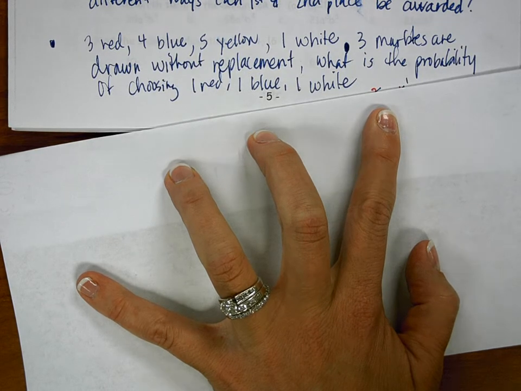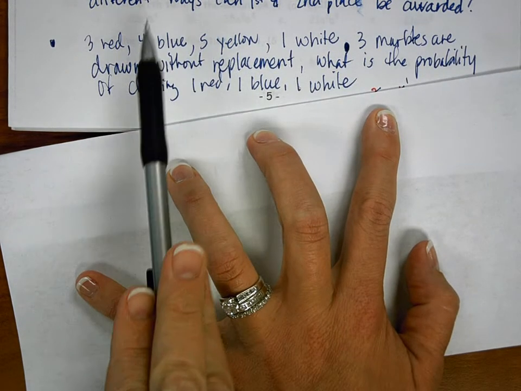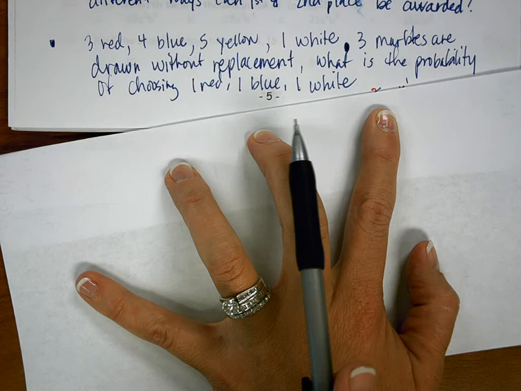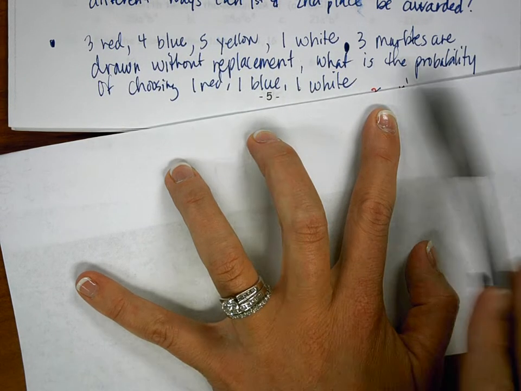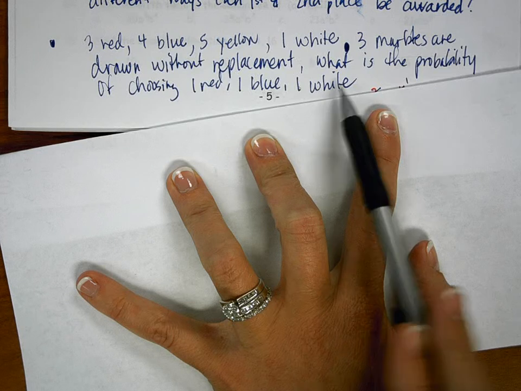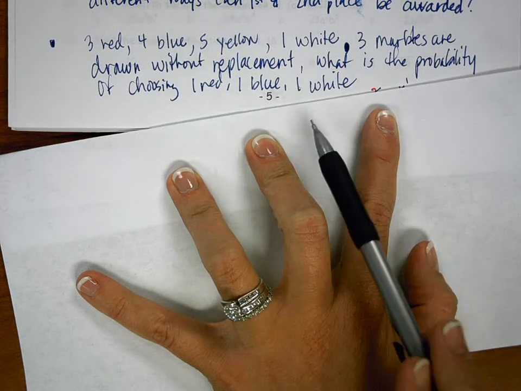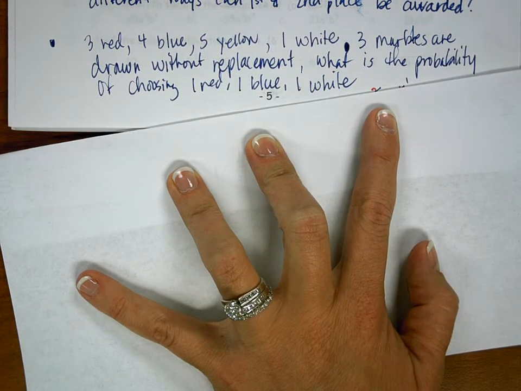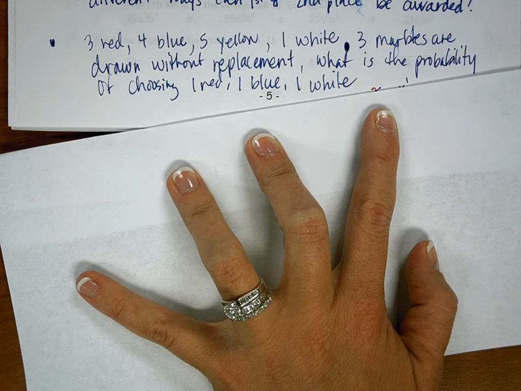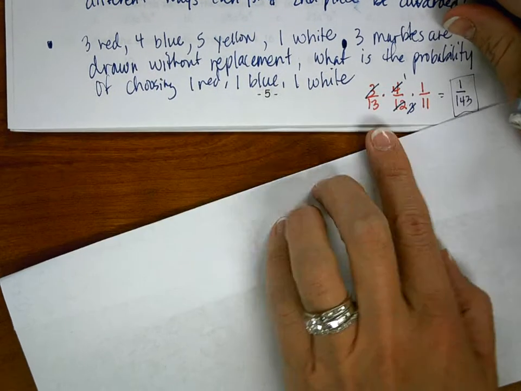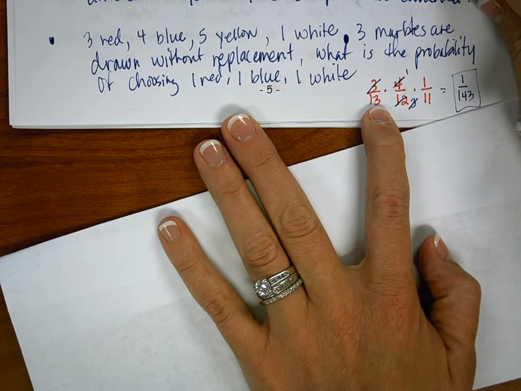All right? Okay. So 3 red, 4 blue, 5 yellow, 1 white. Okay. 3 marbles are drawn without replacement. What is the probability of choosing 1 red, 1 blue, 1 white? It's going to be multiplication. So 3 are chosen, which means you would have how many fractions? 3. Your first fraction would be what? How many reds are there? 3 out of 16. Okay. 3 out of 13. Okay.